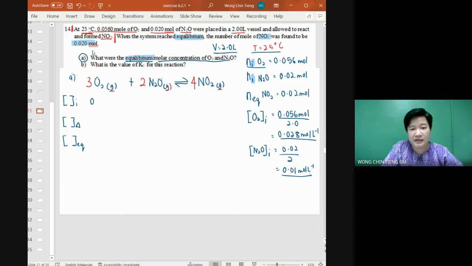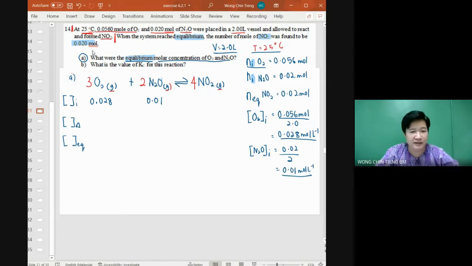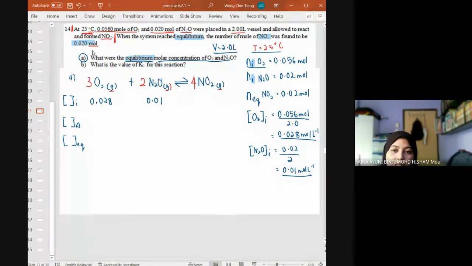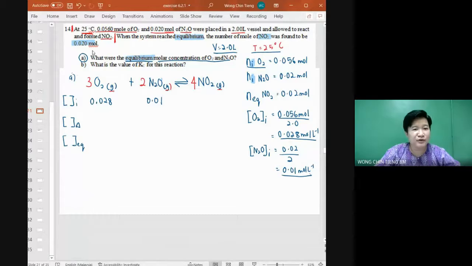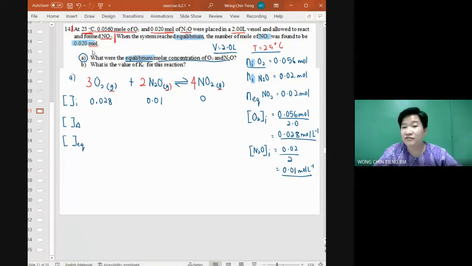So the initial over here is calculated, not given, because kita yang kira. N2O, 0.01, O2, 0.028, NO2. Okay, jadi berapa? 0. Aina kata 0. Aina kenapa? Sebab product at initial equal to 0, sebab tak ada product lagi. Sebab reaction tak mula lagi. Yes, kind of.